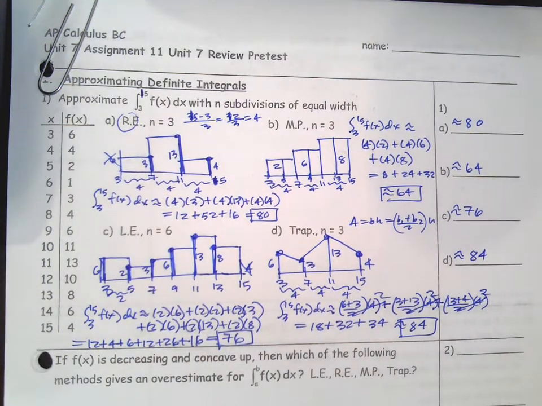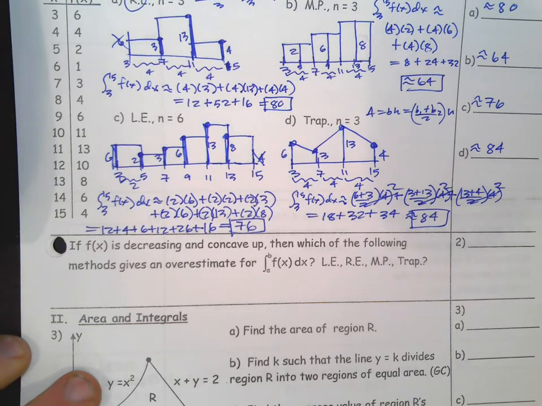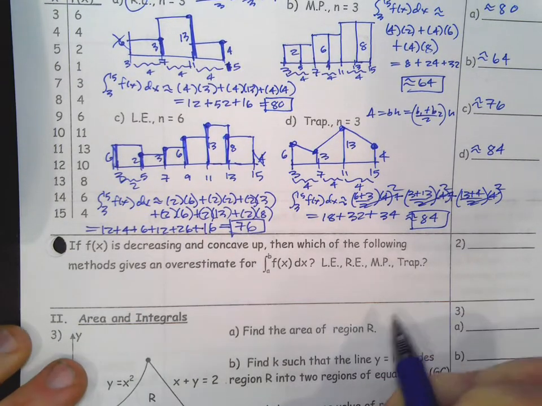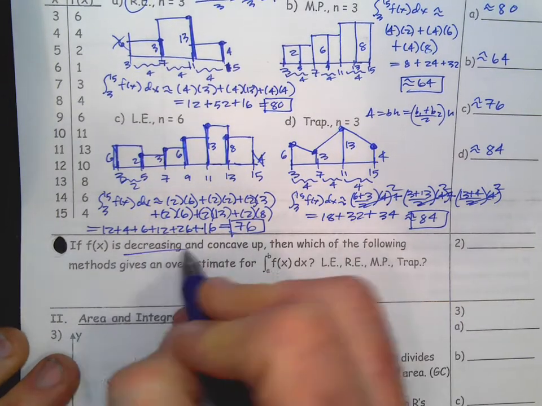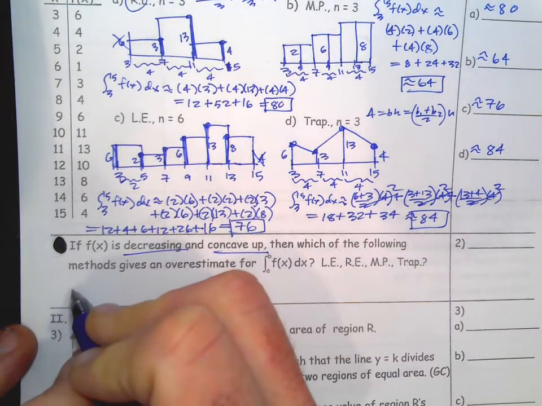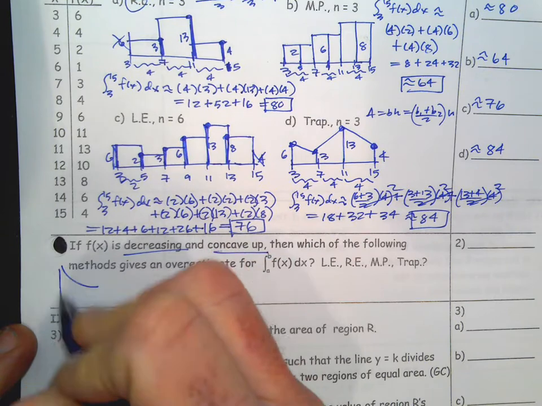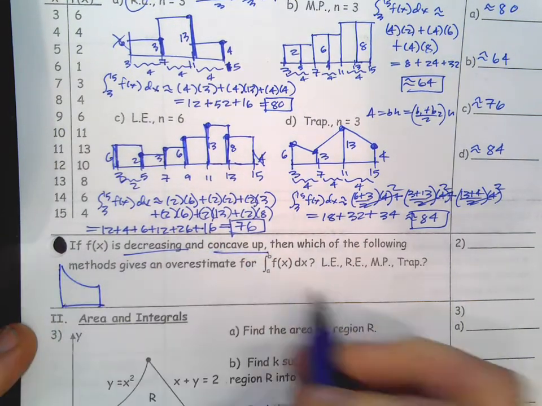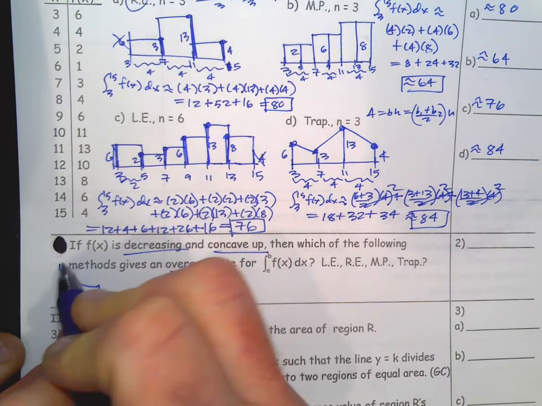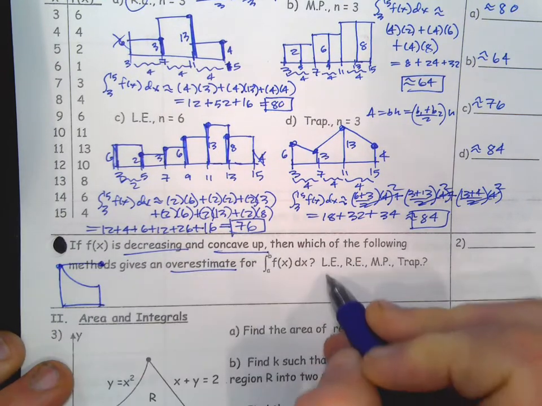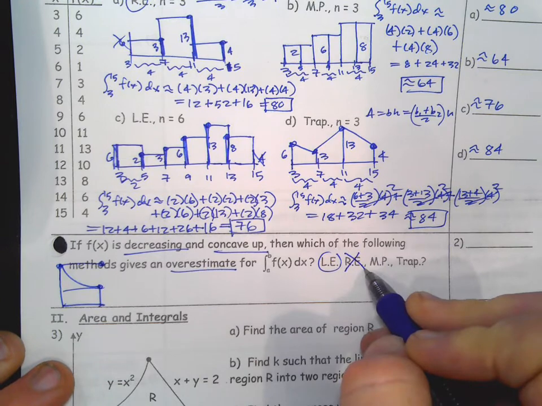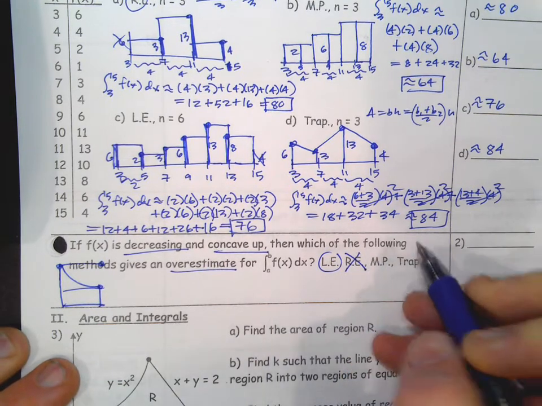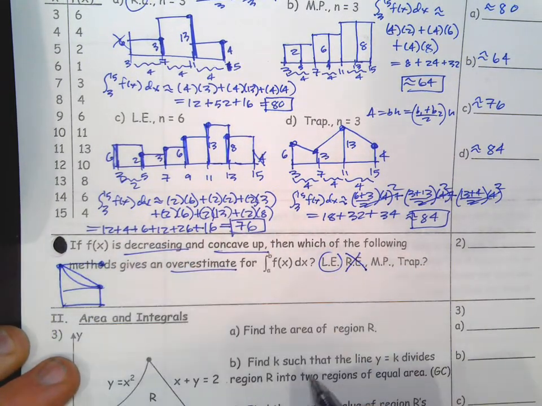So you should be able to do some of those, no calculator. And then you should also be able to describe if it's an overestimate or underestimate based on whether it's increasing or decreasing. So this is decreasing, concave up. I would just draw decreasing, concave up, one slice. It says, which of these give you an overestimate? Well, left end gives you an overestimate. Right end gives you an underestimate. Trapezoid gives you an overestimate.